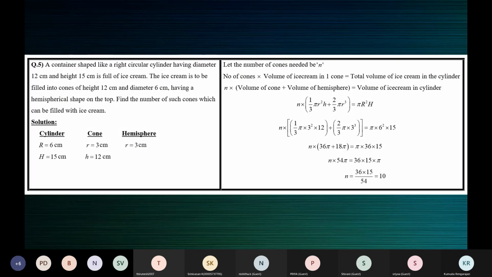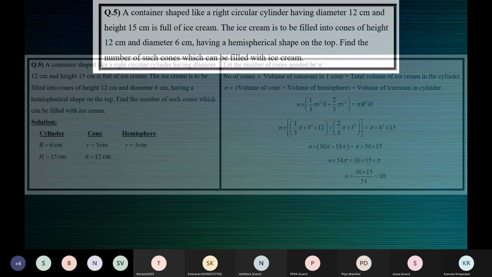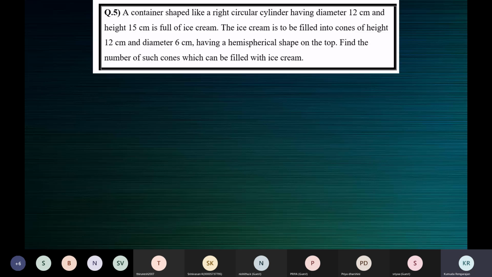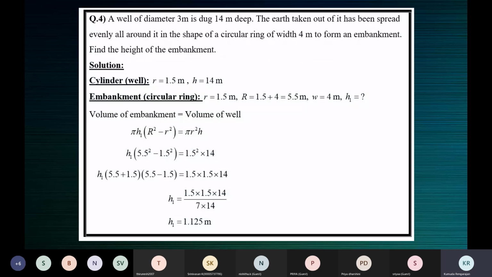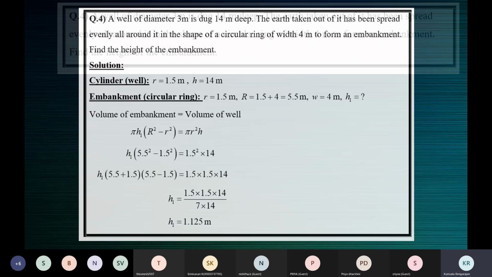Children, please tell me, have we discussed this one or not? Yes, ma'am. Shreya and who's the other one? Priyadarshini, ma'am. Okay. So this is over. Then we have to do this one.